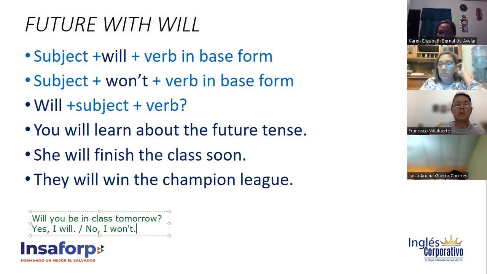Okay, let's say I will drive to the airport tomorrow, okay? I will be in class tomorrow. I will speak good English, or I will speak English well. I will go to bed after class. Will you eat tomorrow? Okay, so be careful because we don't use the ing form. We use the base form.